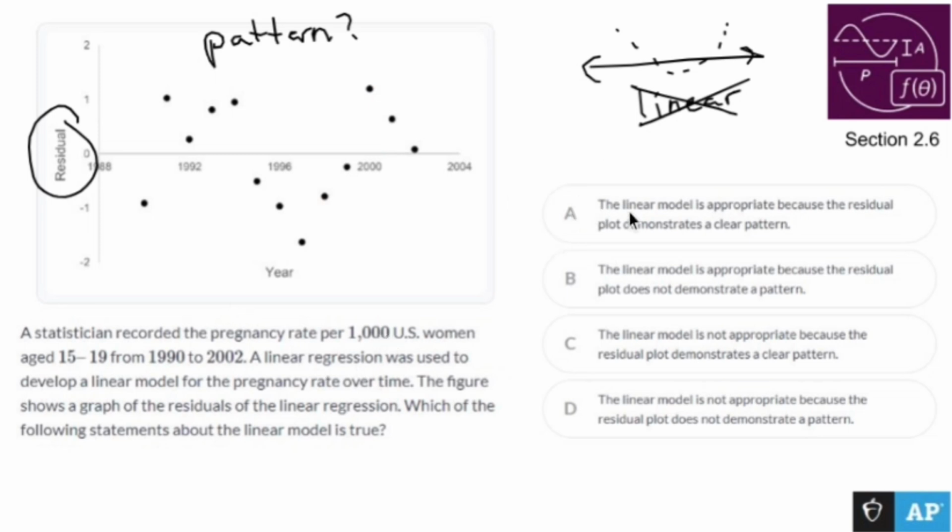So let's choose that. The linear model is appropriate because the residual plots demonstrate a clear pattern. No, linear is appropriate, but it's because it doesn't present a pattern. The linear model is appropriate because the residual plot does not demonstrate a pattern. Yep. The linear model is not. Nope. The linear model is not. Nope. So what you're looking for with residual plots is, do you have a pattern? No. Then it's linear.